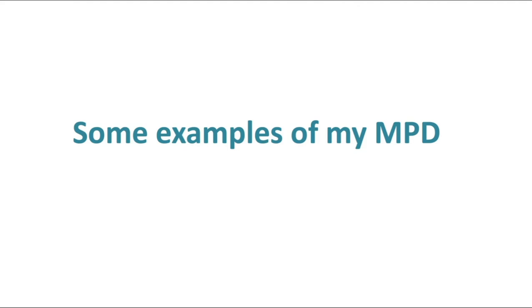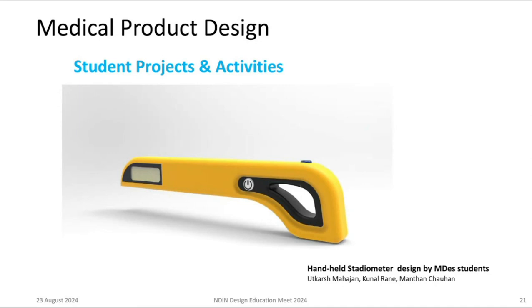Okay, here I'm going to present some examples of medical product design where I have been part of. This is one of the student projects, a handheld stadiometer design. It's a very simple class A design to measure the height of a person. It uses infrared rays, and the height of the person in centimeters is displayed in the corner. So it's a very simple device that makes measuring somebody's height so simple. Three students did this design, and they used the toucan, the bird, as the inspiration. That's why this color and form.